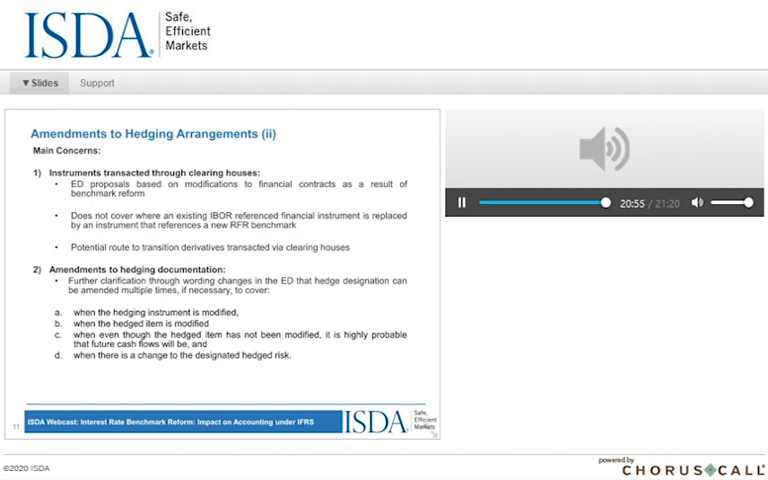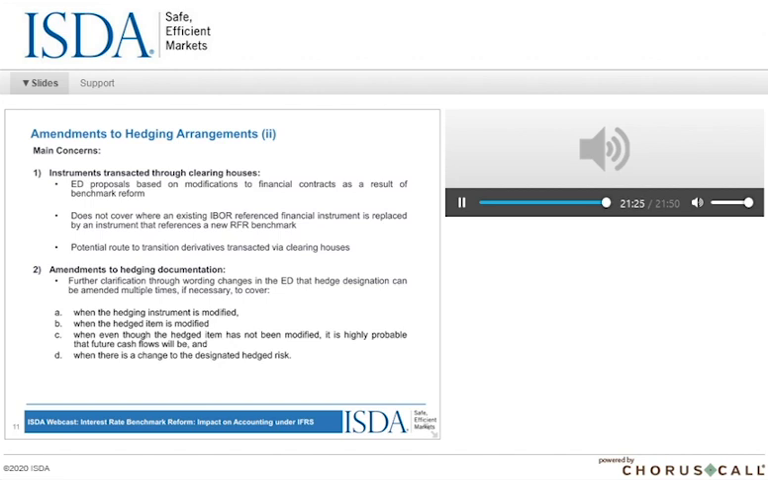With regards to bilateral derivatives that are not cleared via a central clearing party, respondents asked the IASB to clarify whether a novation of a derivative from one counterparty to another, and then the subsequent modification of that derivative to an alternative benchmark rate would lead to the derivative being considered in scope of the ED, and hence permit the continuation of hedge accounting.